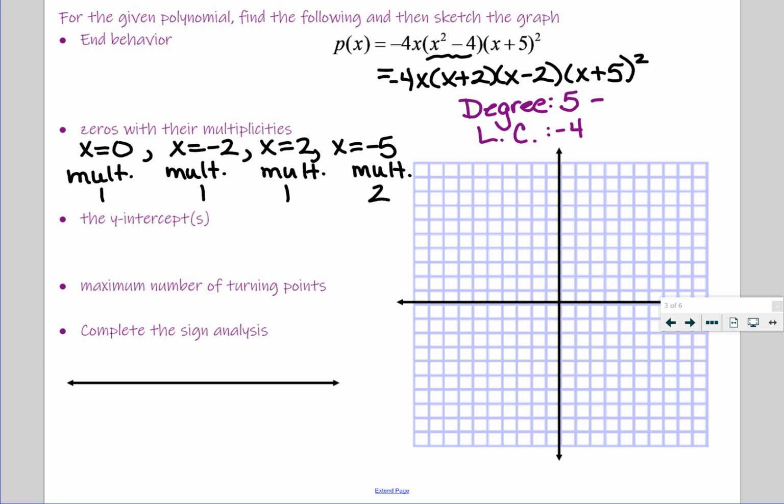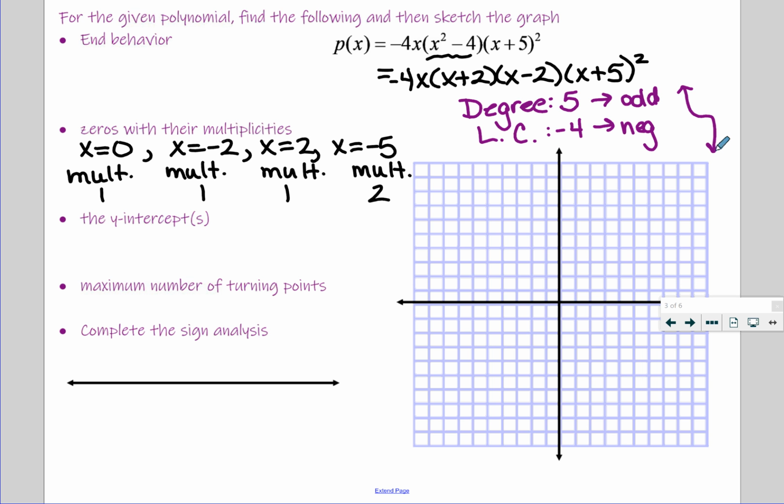So the pieces of information I need to know is that my degree is odd and that my leading coefficient is negative, which remember there are 4 shapes of end behavior. Either both ends go up, both ends go down, it looks like a cubic going up, or in this case, it's going to look like a cubic function going down from left to right. Because it's odd, the end behaviors go in opposite directions, and because it's negative, it's going down.